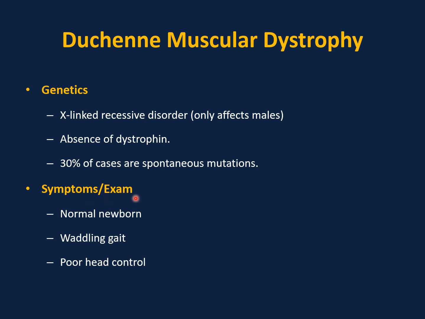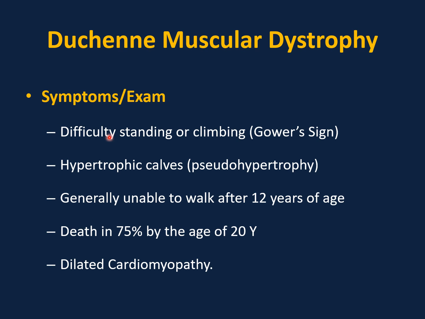The physical examination or symptoms: normal newborn, so these children are born normal with no symptoms. Then as they grow they start to show symptoms of weakness, waddling gait, and poor head control. Also, they may have difficulty standing or climbing, which is well known as Gower's sign. Hypertrophy of the calf, pseudo-hypertrophy, generally unable to walk after 12 years of age. They die in most of the cases by age of 20. One of the complications they will have is dilated cardiomyopathy.